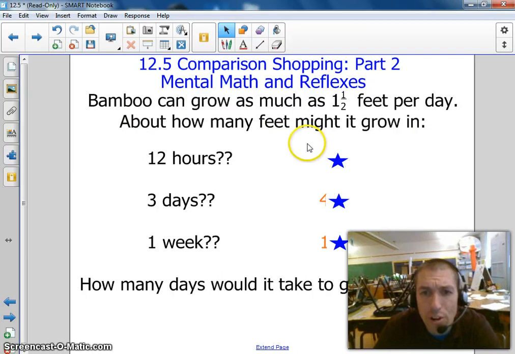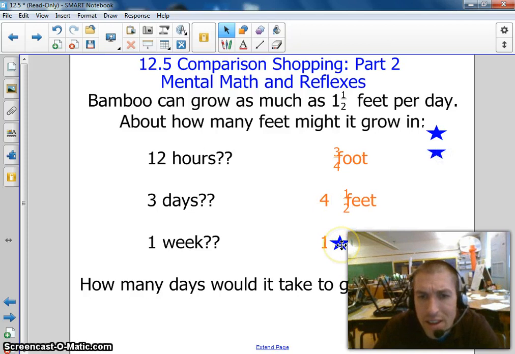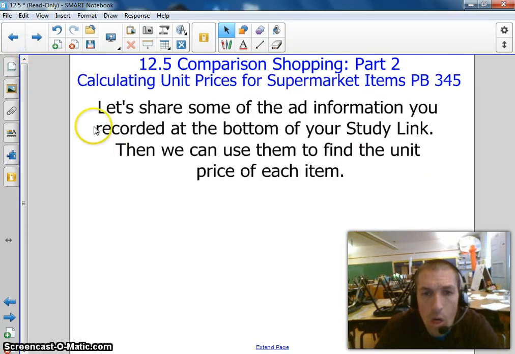Okay? If a bamboo can grow 1.5 feet per day, how much can it grow in 12 hours? Well, 12 hours is half a day. So what's half of 1.5 feet? It'd be 3/4 of a foot. What about 3 days? 4.5 feet. What about a week? 1.5 times 7? Be 10.5. 7.5 feet. Well, do 1.5. Keep adding it until you reach 7.5, which would be 5 days.